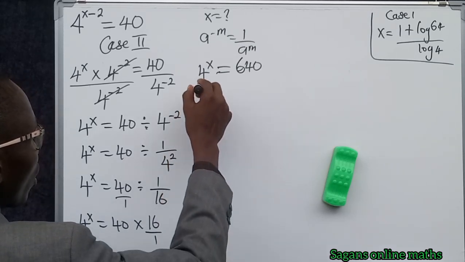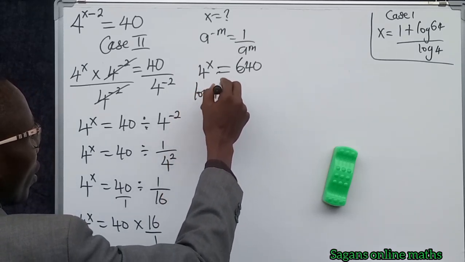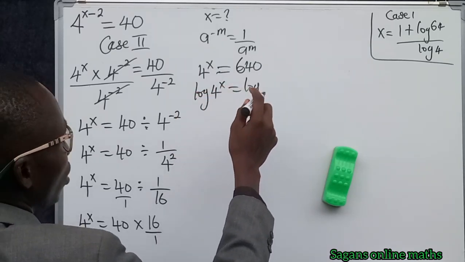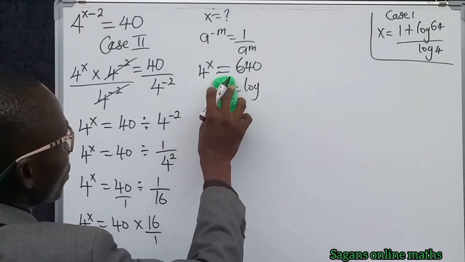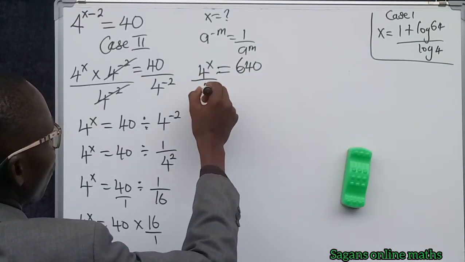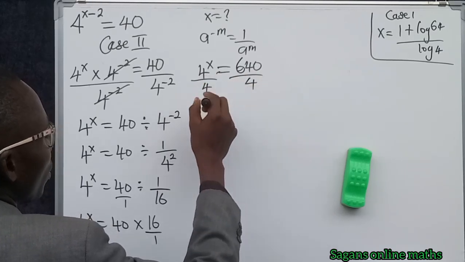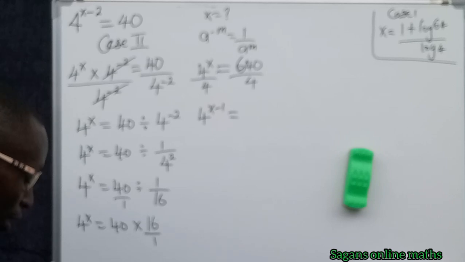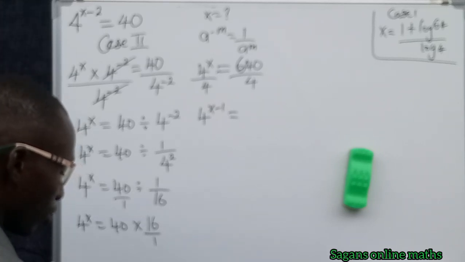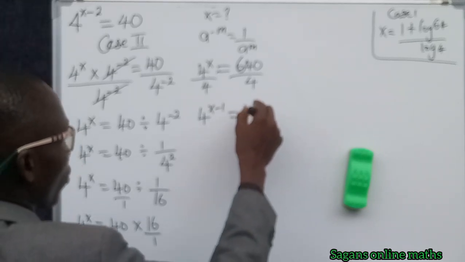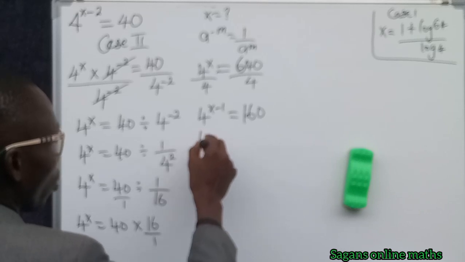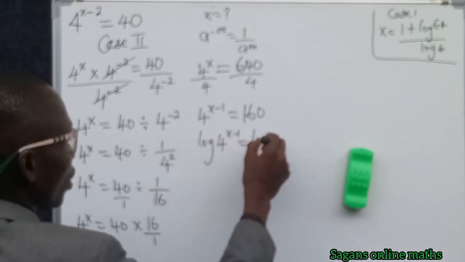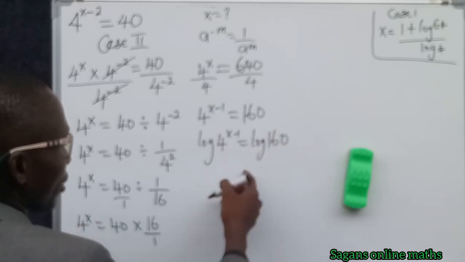All right. So we take log of what? Log 4 to the power of x is equals to log of what? Or we can still split it down, right? We can still split it down as divide here by 4, divide here by 4. This will become 4 to the power of x minus 1 is equals to 640 divided by 4, which is 160. So we take log of both sides. Log of 4 to the power of x minus 1 is equals to log of 160. Remember they are in base 10.